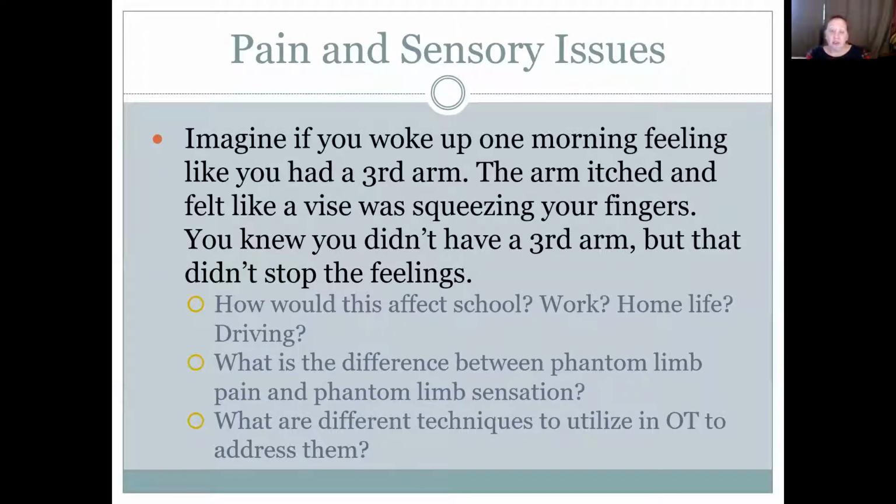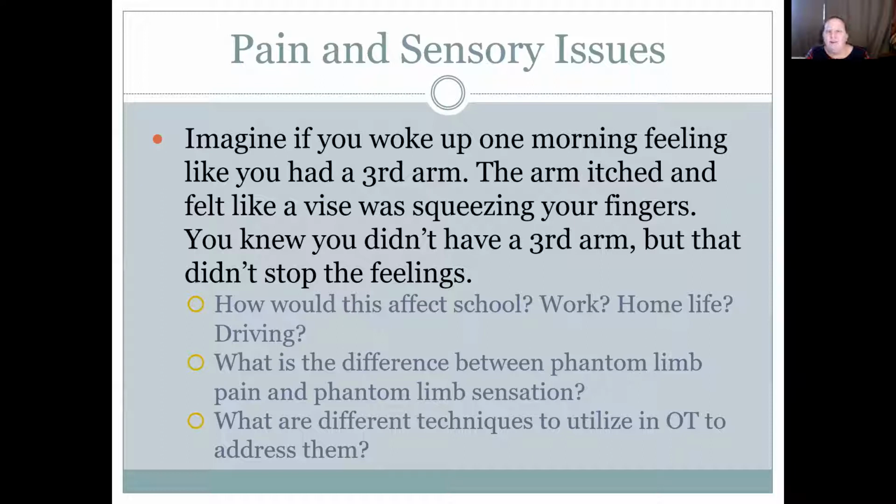Pain and sensory issues. Okay, so imagine if you woke up one morning feeling like you had a third arm. It itches, a vice is squeezing the fingers. You know you don't have a third arm, but that doesn't stop the feelings. You still feel that hand and arm just itching, okay? And then it's tight, okay? How would this affect school, work, home life, driving? Having a third arm that you don't have, how would it affect your life?